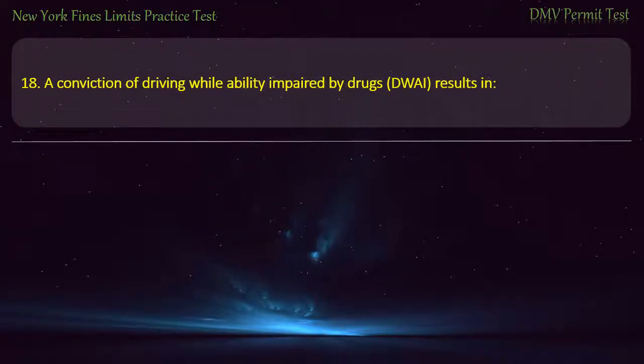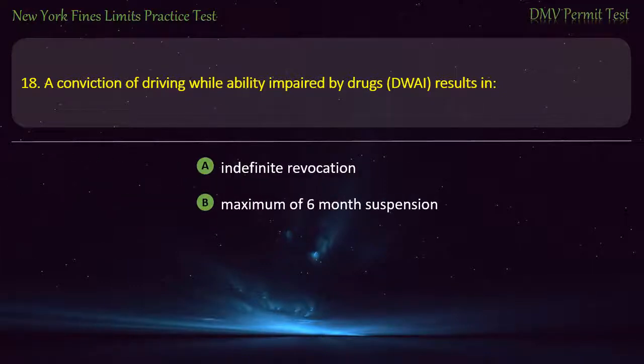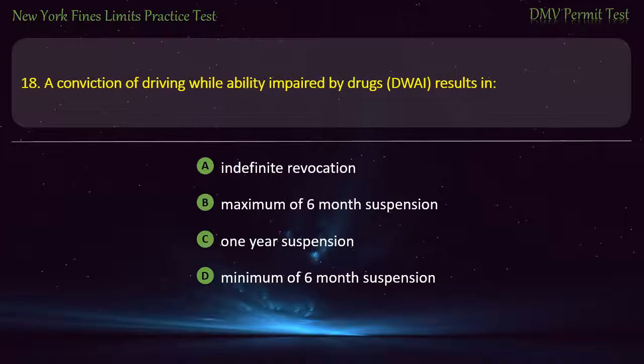Question 18. A conviction of driving while ability impaired by drugs, DWAI, results in indefinite revocation, maximum of 6 months suspension, 1 year suspension, minimum of 6 months suspension. Answer: Minimum of 6 months suspension.